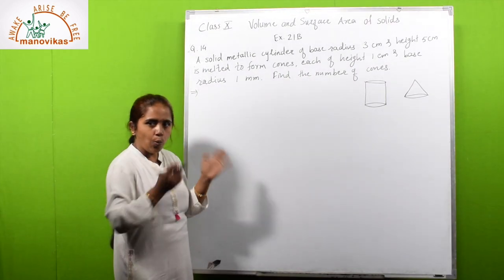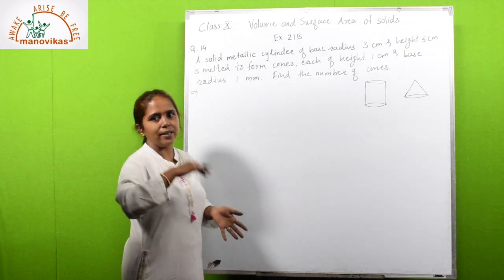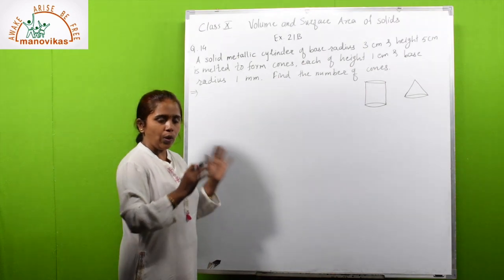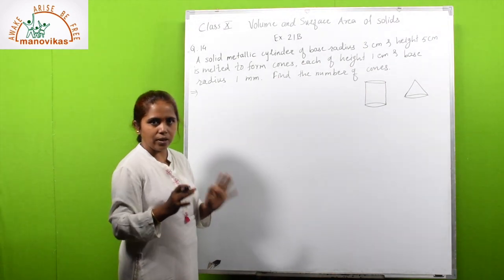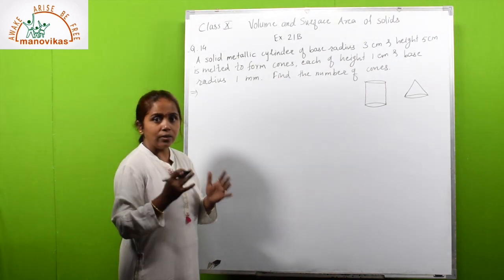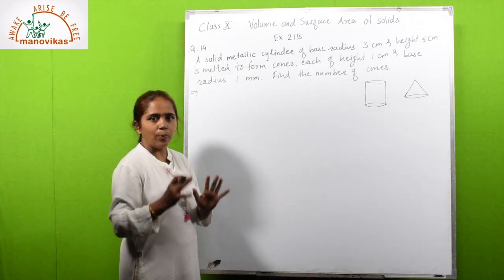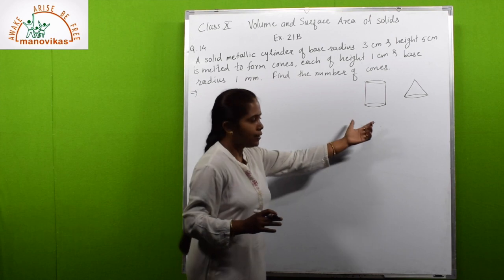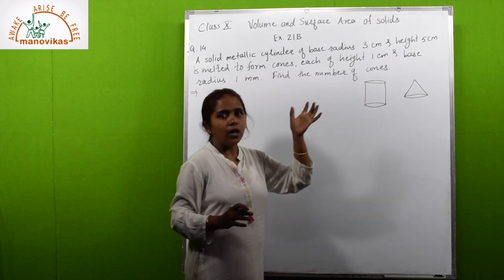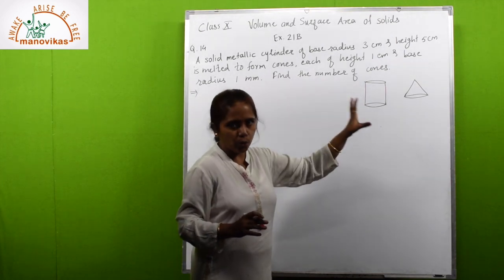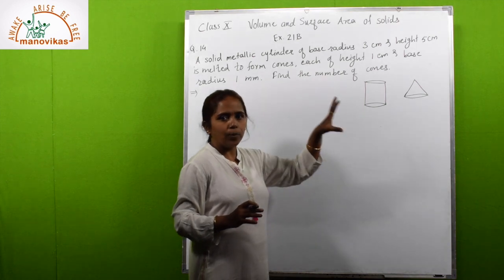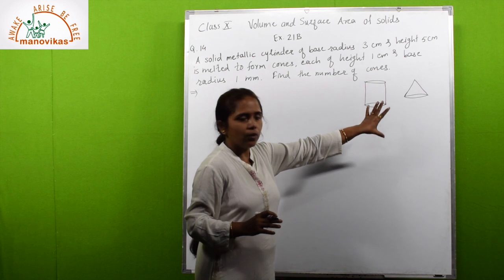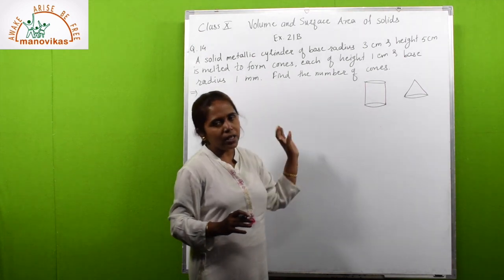Now here one solid is melted and recast into another one. So when one solid is recast into another, the volume remains the same. So the volume of the cylinder will be nothing but the total volume of the cones. How many cones will be made depends on that; the volume of the cones will be equal to the volume of the cylinder.